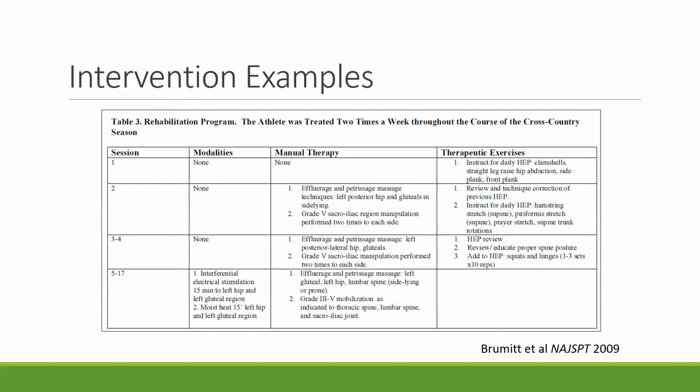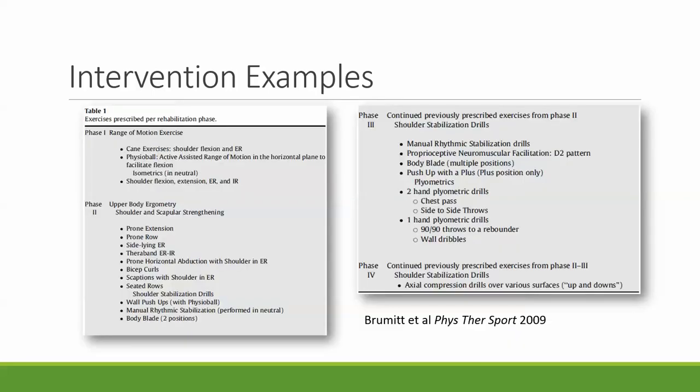And then here's an example of how I laid out a timeline in a paper, with the different treatments that I performed per session. Here's another example of a list going through the protocol that I used when working with the patient who was the female wrestler after she had had a glenohumeral dislocation.